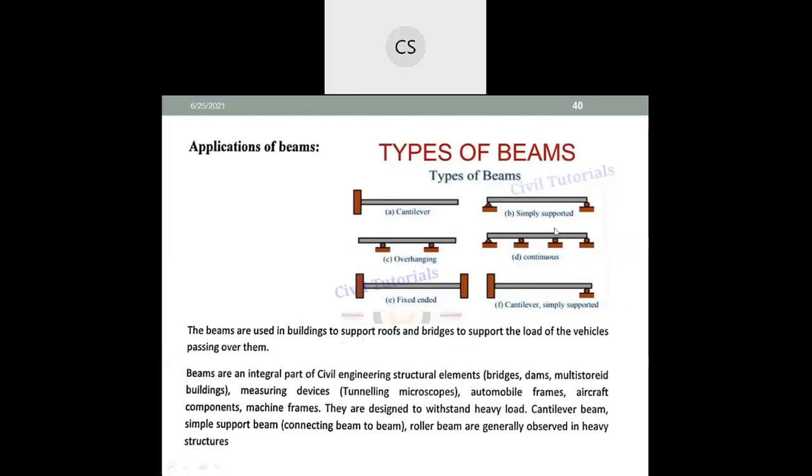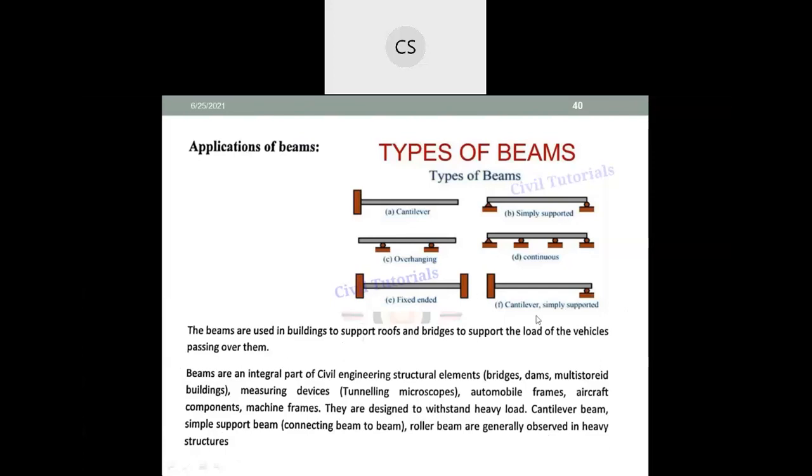Okay, continuous beam. That means in all these three cases, the beam is supported from the bottom. Simply supported, overhanging, continuous support beam. Then another type is fixed ended. That means the beam is supported from the side, not from the bottom, so both ends of the beam are supported. That is known as fixed ended.